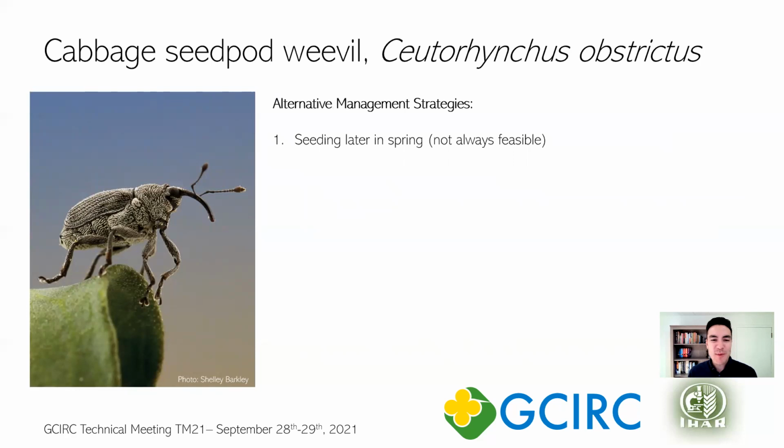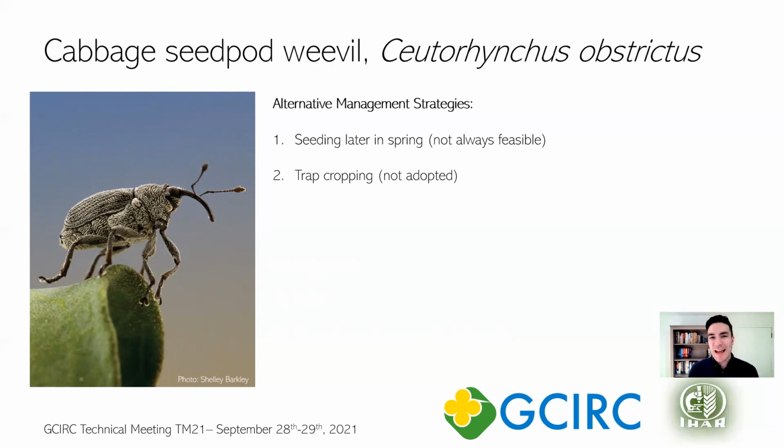In terms of alternative management strategies, it's counterintuitive to what we recommend for flea beetles, but seeding later in the spring can actually reduce damage by the cabbage seed pod weevil. Fields planted early in the spring are the first to flower, and those attract a lot of weevils. With fields planted a little later, there are more fields for the weevils to spread out in, and you get a dilution effect, with less damage in those later planted fields because there are more of them.